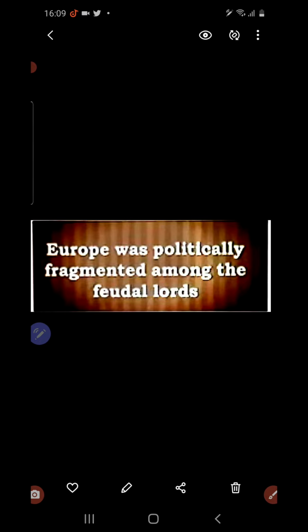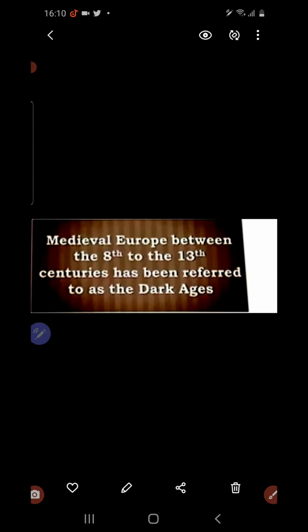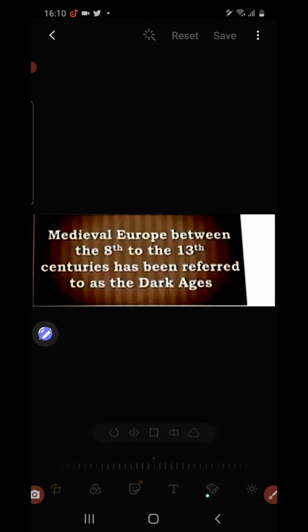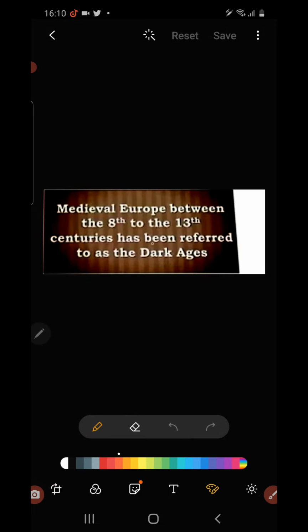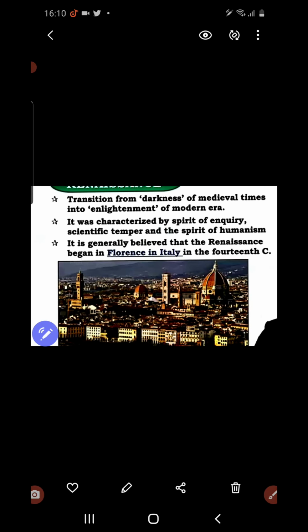There was no progress in the society. Europe was politically fragmented. Medieval Europe between the 8th and 13th century has been referred to as the Dark Age. So we can overall call the medieval period a Dark Age. Then the next is what?